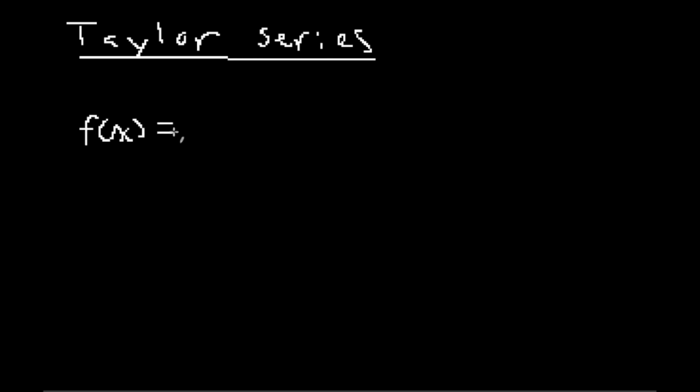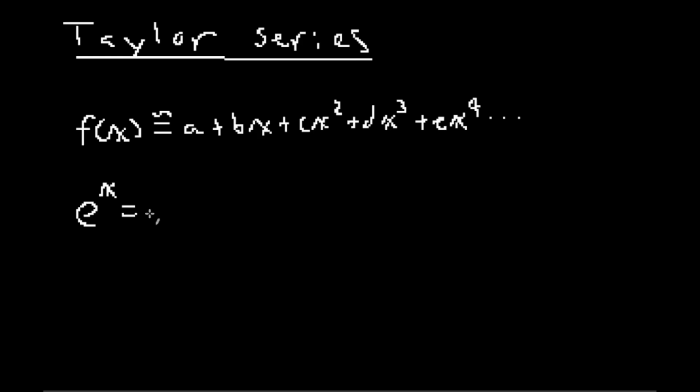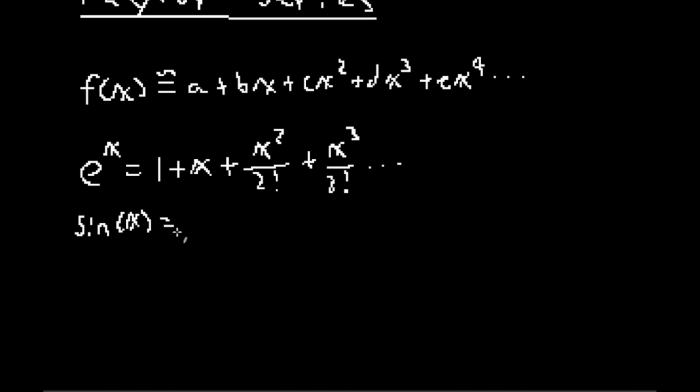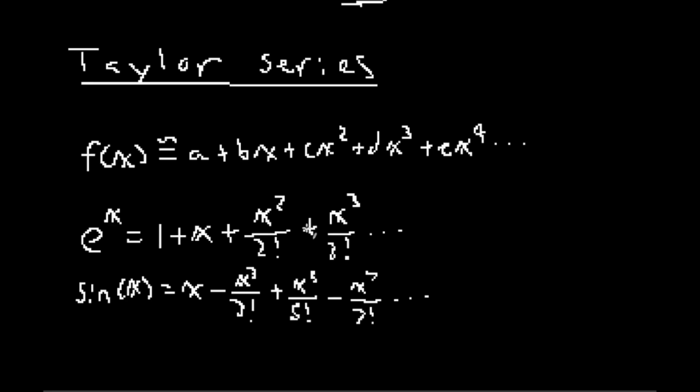A Taylor series is an infinite polynomial that models functions using higher and higher order derivatives. Some common examples are e to the x, which uses the Taylor series 1 plus x plus x squared over 2 factorial plus x cubed over 3 factorial, and so on, as well as sine of x given by x minus x cubed over 3 factorial plus x to the 5 over 5 factorial minus x to the 7 over 7 factorial, and so on. If you want to learn more about it, I'll leave a helpful video by 3blue1brown in the description.